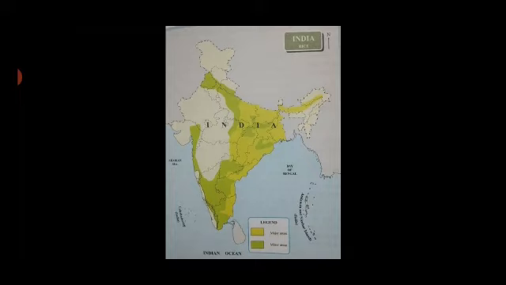Broadly speaking, the premier rice producing areas are: number one, the lower and middle Gangetic plains; number two, the Brahmaputra Valley; number three, the east and western coastal plains; and the last one, parts of the peninsular plateau, especially Tamil Nadu.